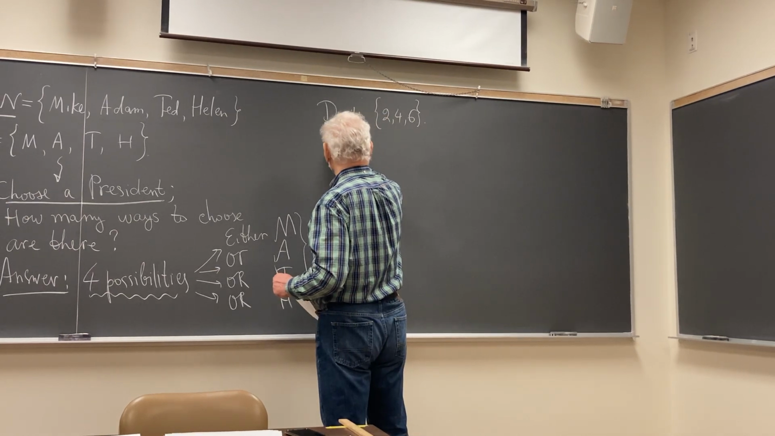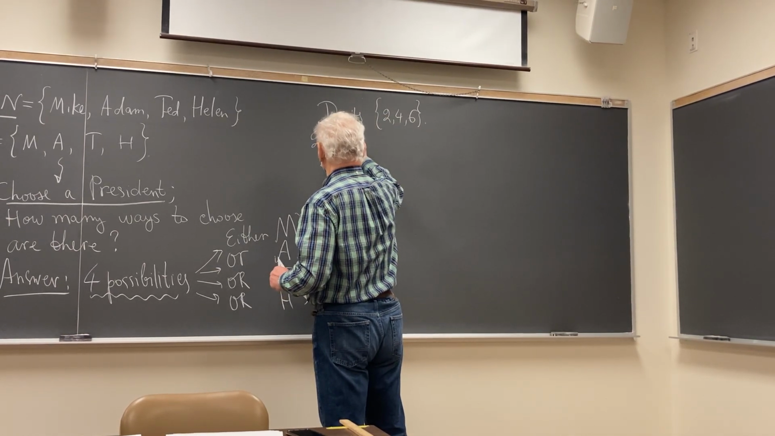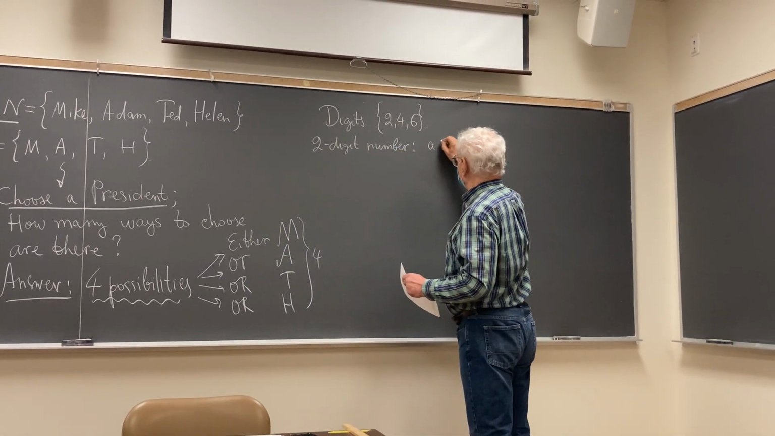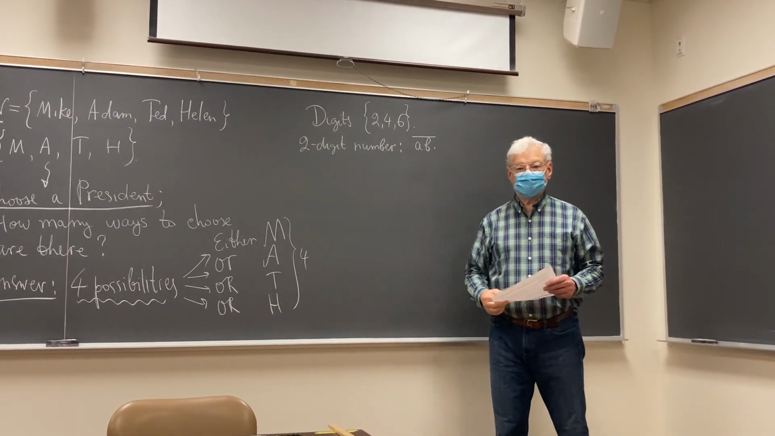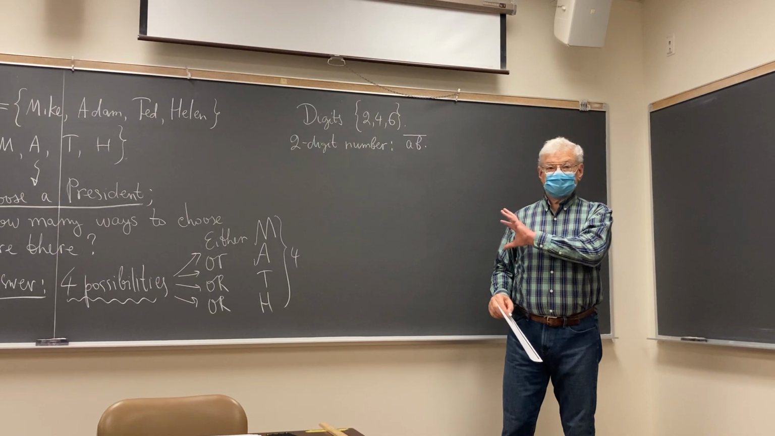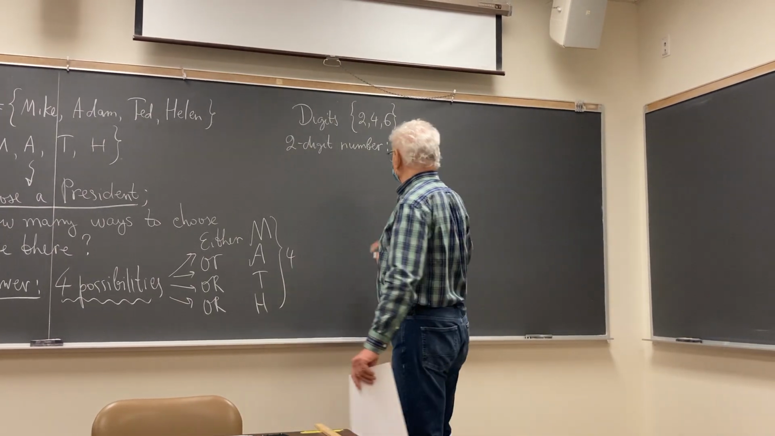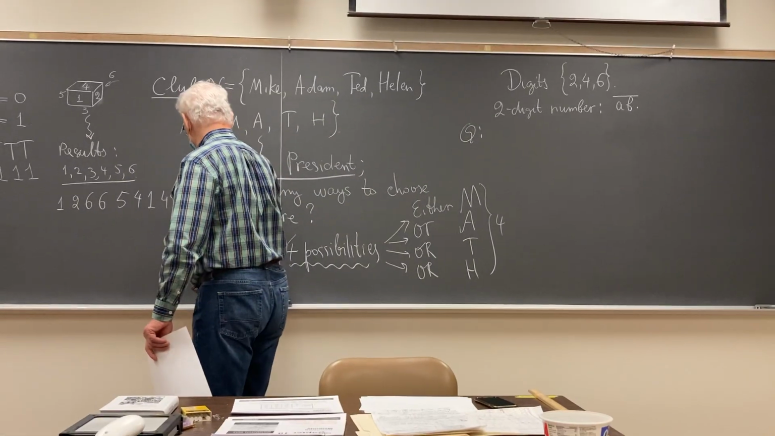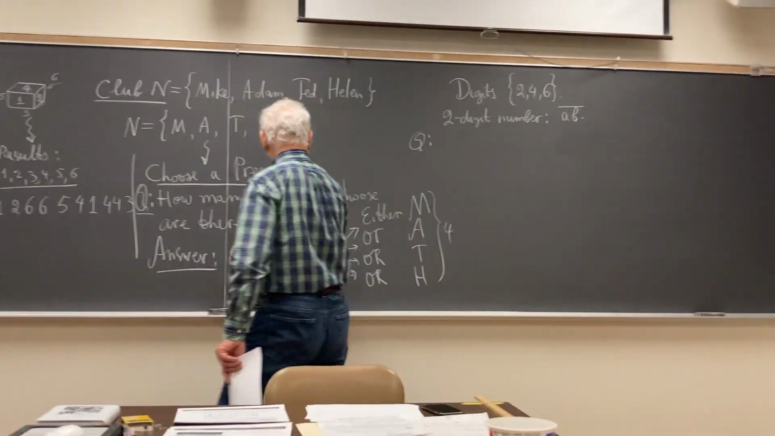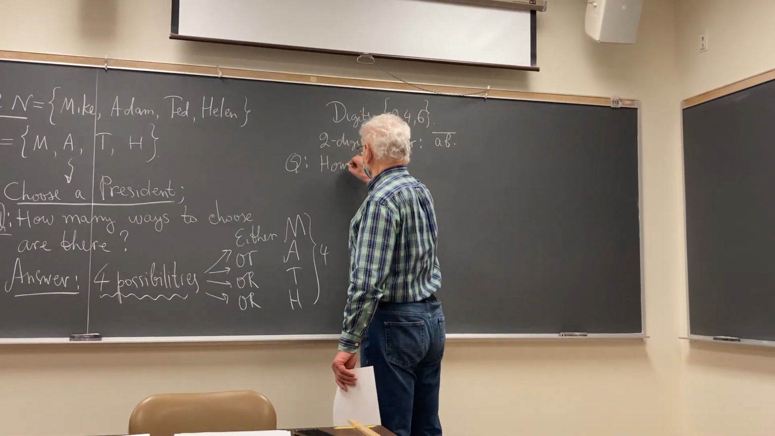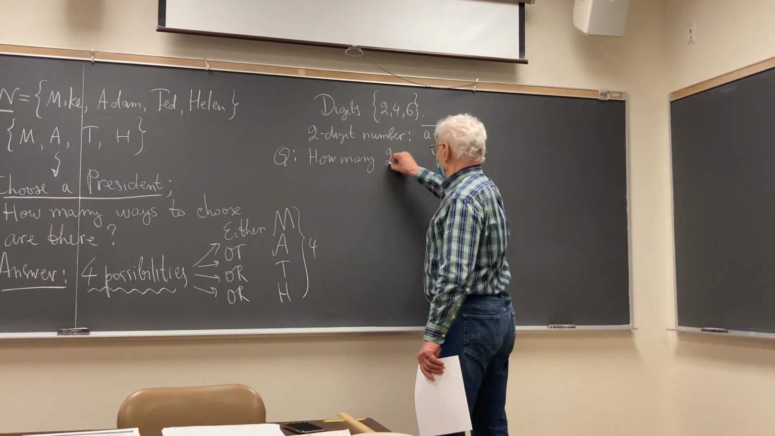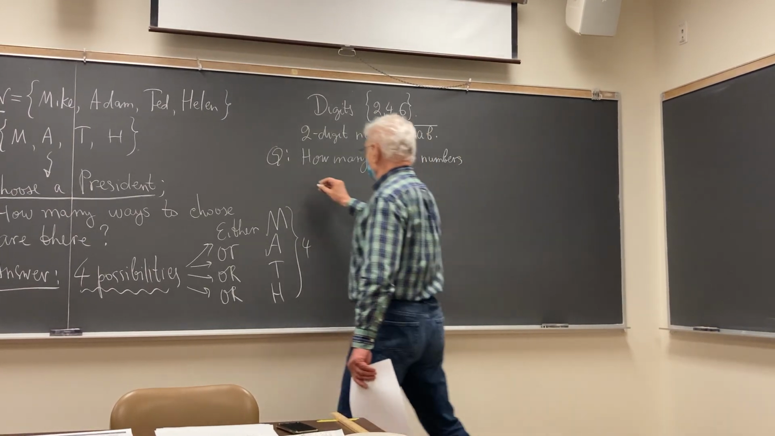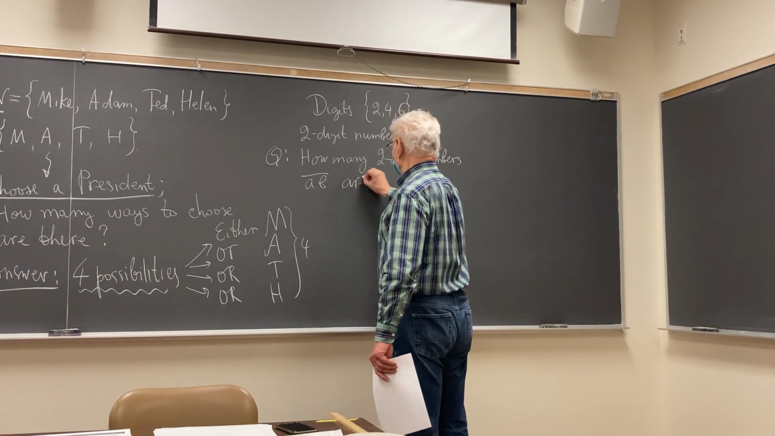Now you create a 2-digit number. We call it AB, and we write a bar over it, meaning that it's not a product, it's just the first digit A and the second digit B. The question is the same: how many 2-digit numbers AB are there?